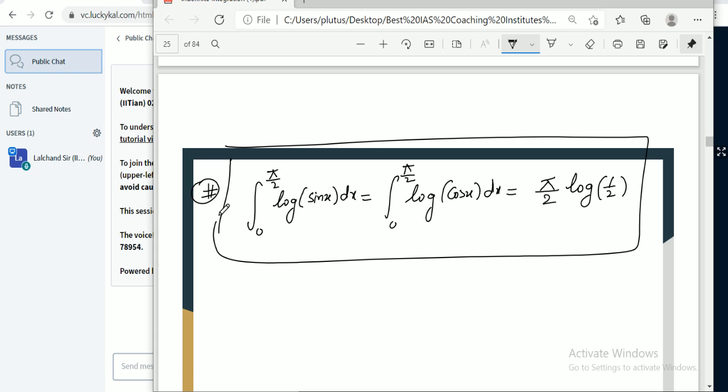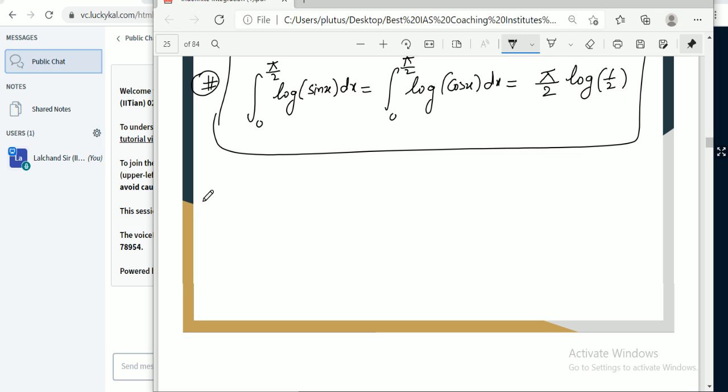Is there any problem? No. Okay. So let us try to solve one question based on this. So the question is integral 0 to pi of x log sin x dx. We need to solve this. Try to solve this question.